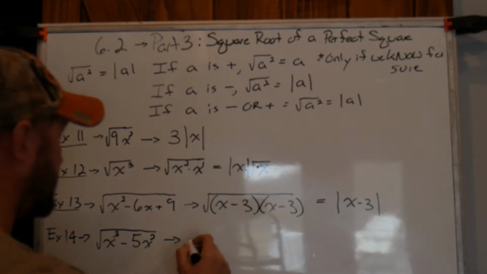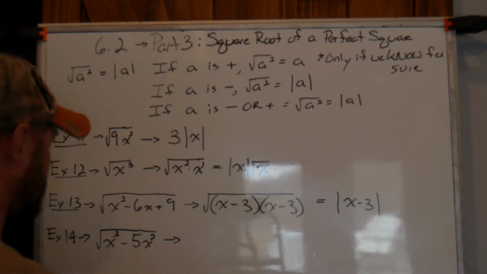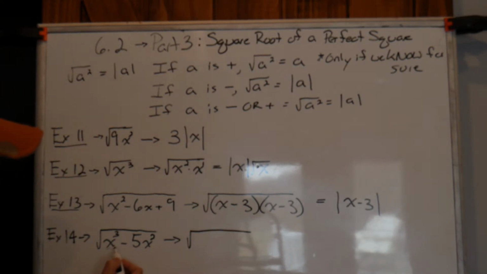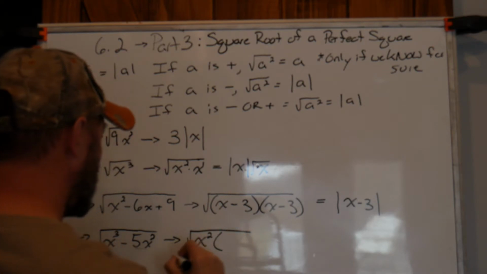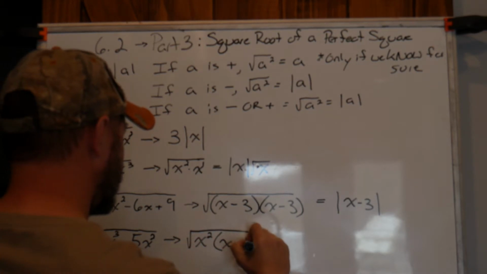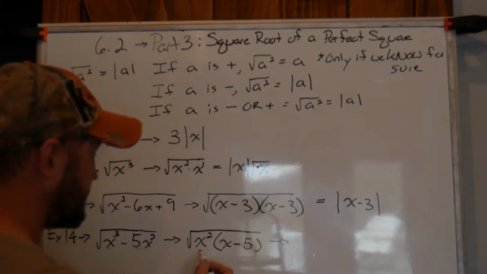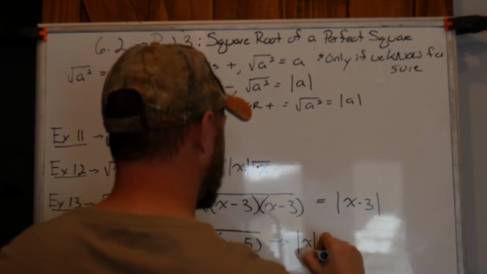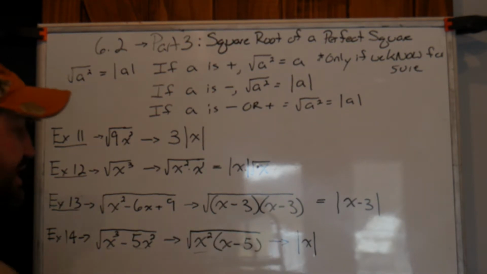We have to use our other rules before we can get to the absolute value idea of drawing out a variable. So I look and I see, is there anything I can pull out of this? Yeah, I can pull out an x squared. When I do, I'm left with x minus 5. So now I have a perfect square here. So I'm going to draw out my x, but I don't know if it's positive or negative. So I have to say absolute value of x.